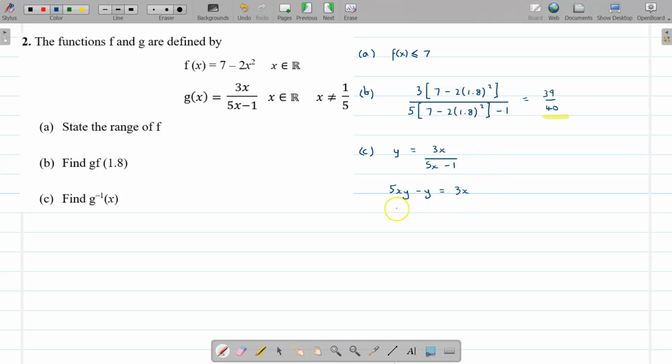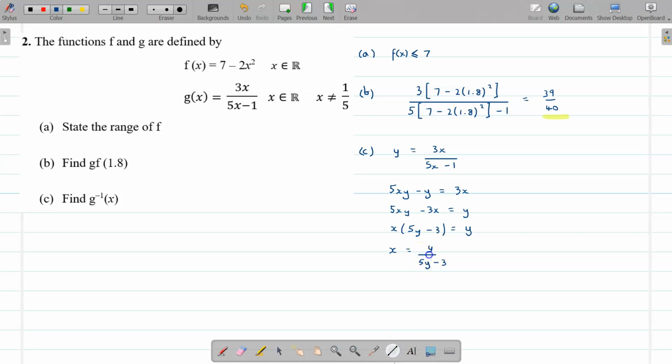Okay, and then I put all the x terms on the left, so I've got 5xy minus 3x, and the non-x terms on the right, which is just y, and then factorize out the x. So I now only have x appearing once in the whole equation, and then I can just divide both sides by the bracket. So that gives me that x equals y divided by 5y minus 3.